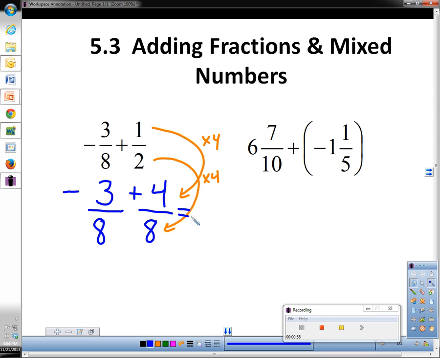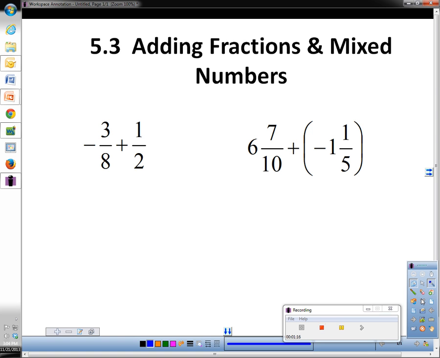So in blue here, this is the math problem we have to solve. When we're adding fractions, we add the numerators. Negative 3 plus 4 is positive 1. But our denominator stays the same, which would be 8 in this problem. So negative 3/8 plus 1/2 is positive 1/8. That cannot be simplified.